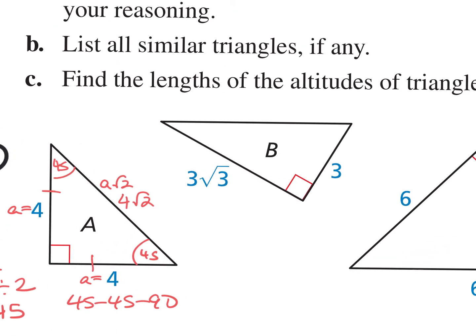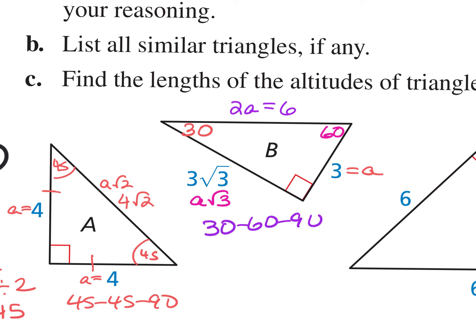Then for B, I see a root 3 here, so that's a clue that this is possibly a 30, 60, 90. I do have the 90. I also have memorized that the side across from the 30 was a. The side across from the 60 is whatever a was with root 3 behind it. And then the hypotenuse, I'm memorizing this as 2 times a. So 2 times 3, and this hypotenuse would be 6. So this is a special right triangle. It is a 30, 60, 90.